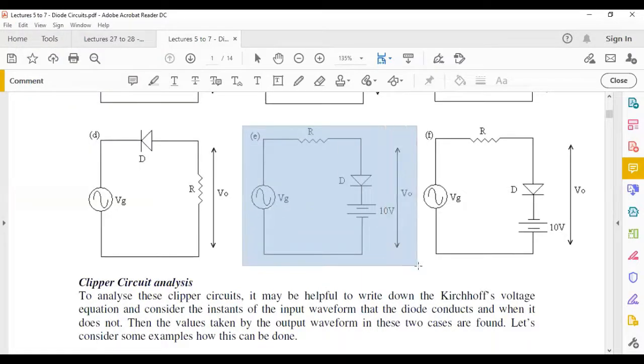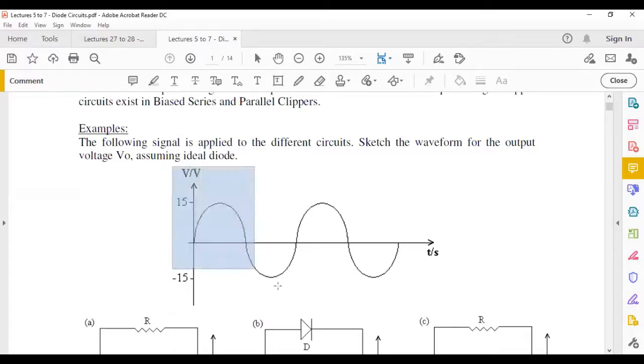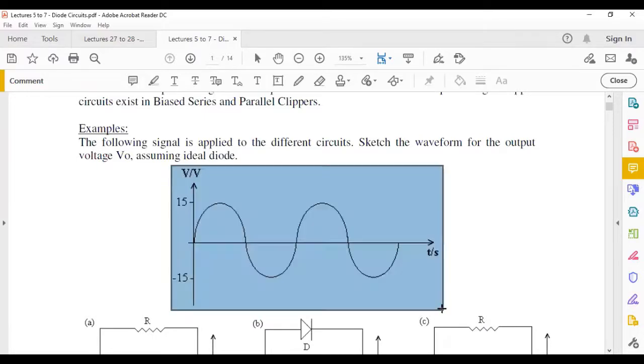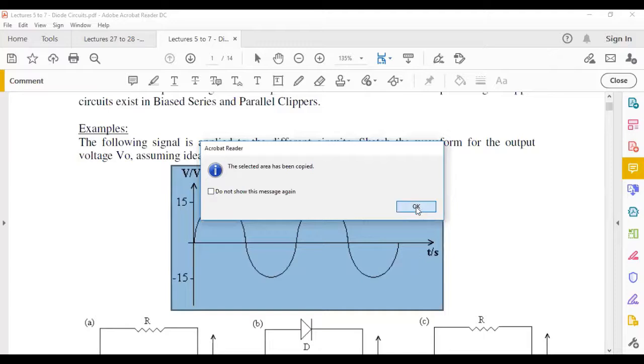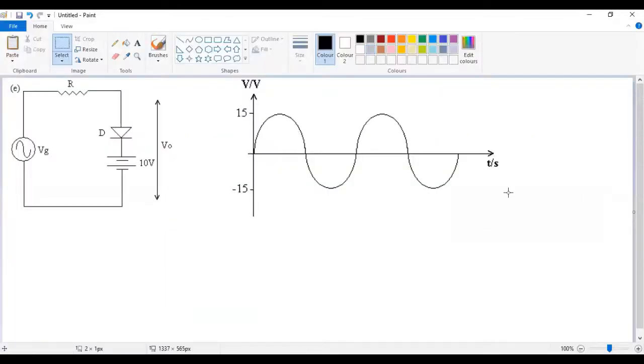Let me copy the circuit first. And the waveform. Okay, so let's look at this one. Now, first thing you can see, let me just share the screen. Sorry, I'm going to share the screen for Paint. Okay, you should be able to see it now.